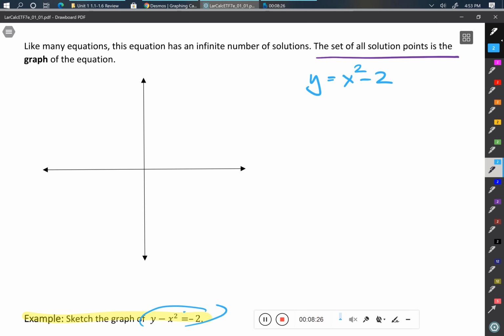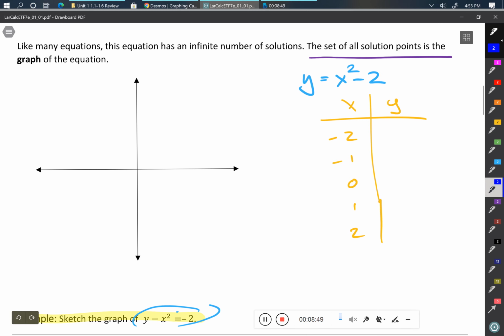There are many ways I can go about sketching this, but I'm going to repeat what we just did, and I'm going to use a t-table, sometimes they're called, and I'm going to come up with some values for x, like say negative 2, negative 1, 0, 1, 2. And I'm going to see what the corresponding y values are. What would be the y value if x was negative 2? Well, the y value would be negative 2 squared minus 2, which is 2. Negative 2 squared is 4, 4 minus 2 is 2.